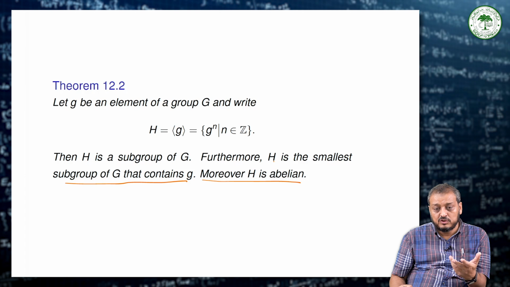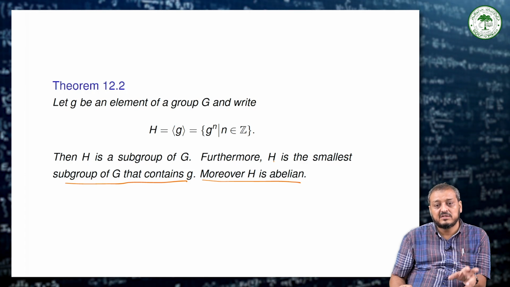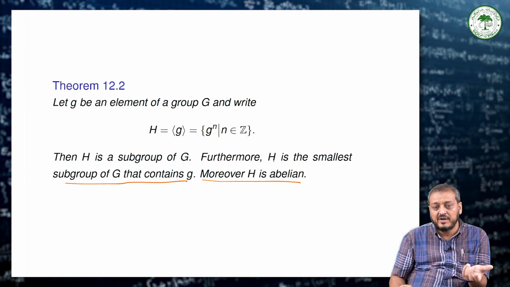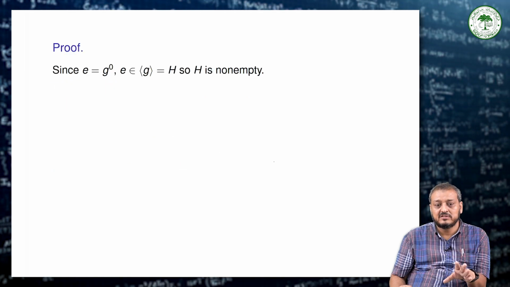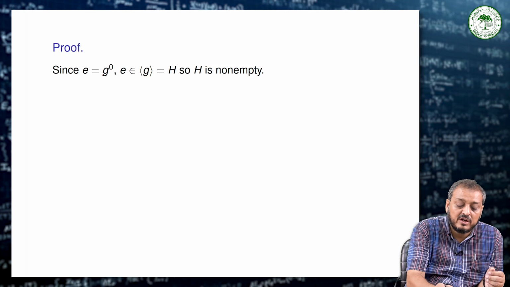Clearly g to the power 0 is equal to the identity. So the identity is an element of H, and H is clearly non-empty. So e can be written as g to the power 0.